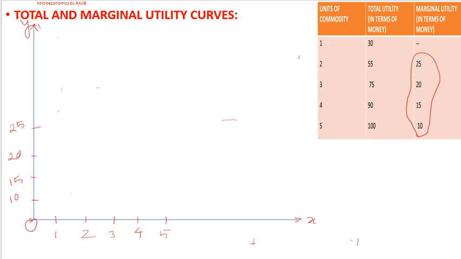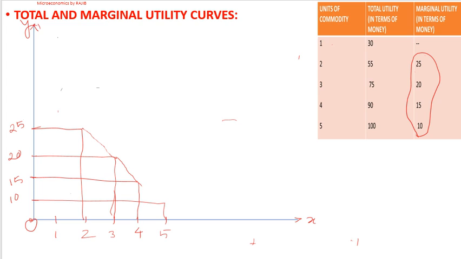So for the second unit of consumption marginal utility is 25, just draw it. For the third unit it is 20. For the fourth unit it is 15, and for the fifth unit it is 10. So now you have to join these points, this point to this, and from this to this, and this way it goes, and this is the marginal utility curve. You have to use the scale. I am telling you again and again, you have to use the scale here.